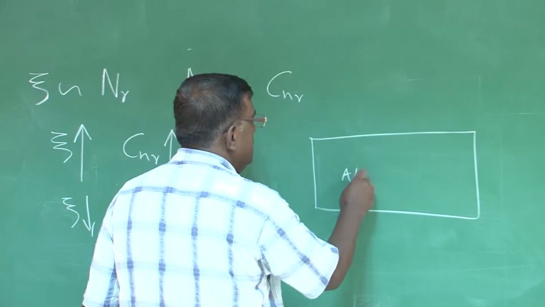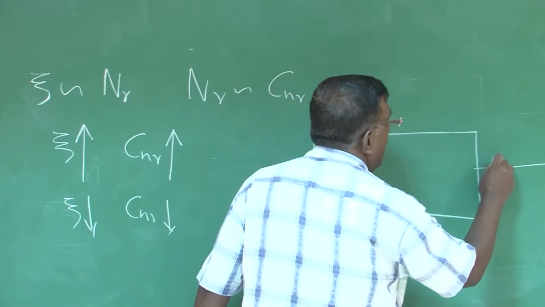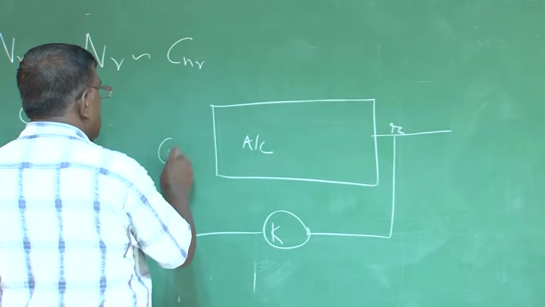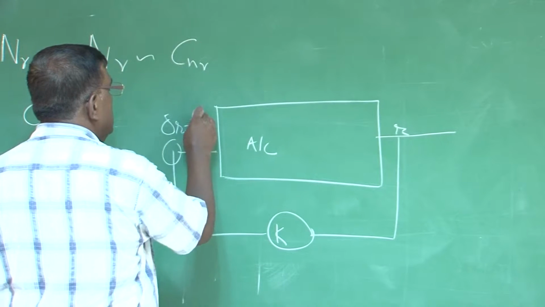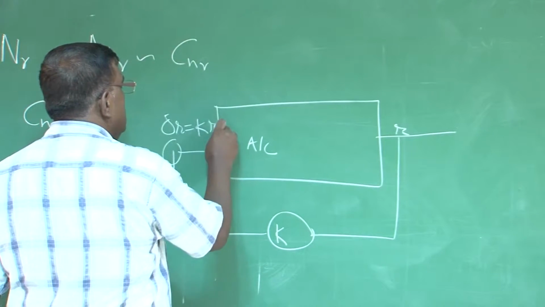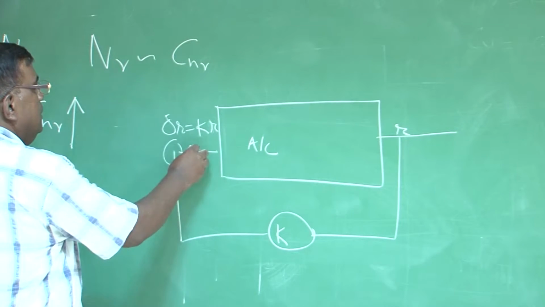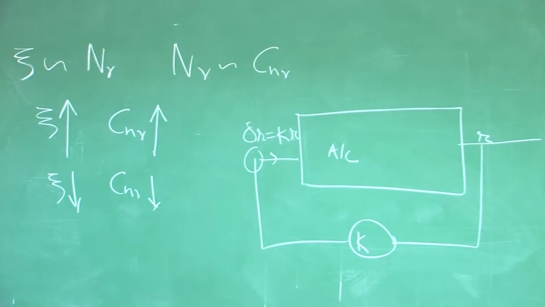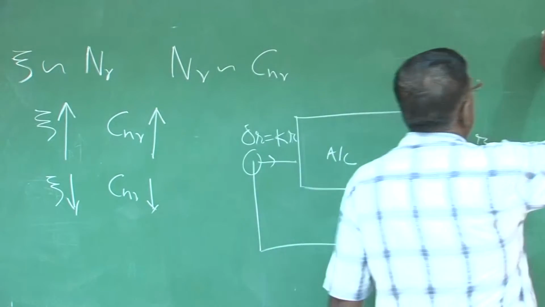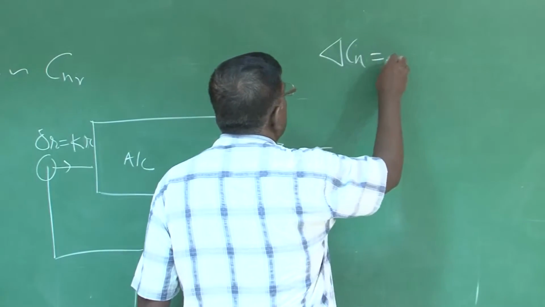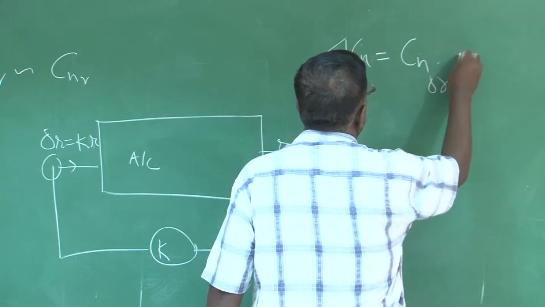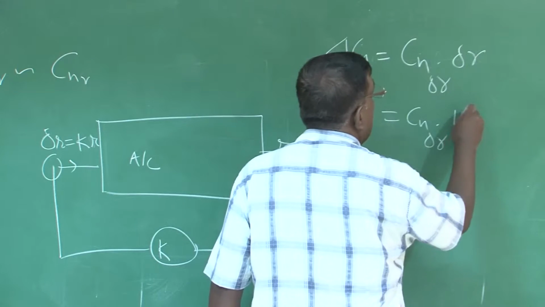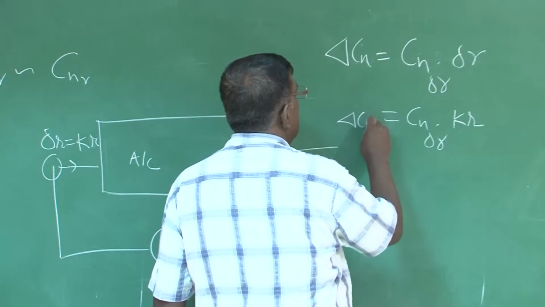This is the aircraft. Now you will be tapping R, and again you multiply with this, and delta R you put as KR. Deflect delta R, which is proportional to rate. And how do you measure rate? You have a rate gyro. You can measure this. So the moment you do this, how much delta Cn will this introduce? That will be Cn delta R into delta R, and this is equal to Cn delta R into KR. So this is delta Cn.